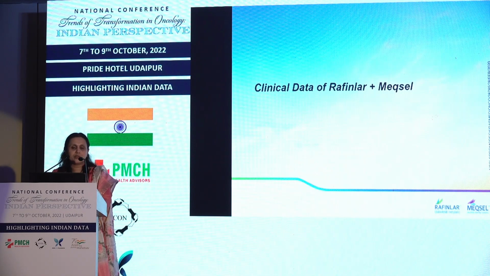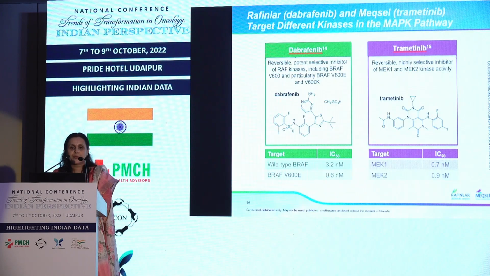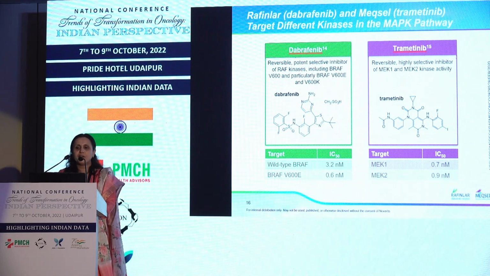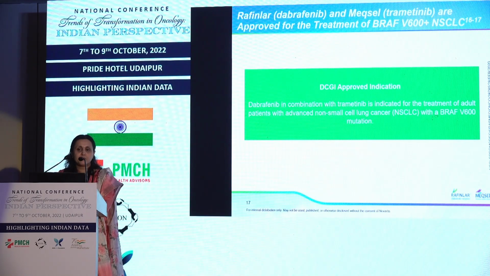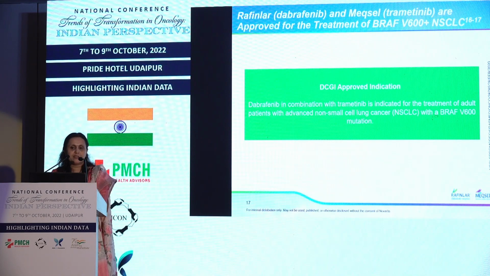Now looking at some of the data for the dabrafenib and trametinib combination. Dabrafenib and trametinib target different kinases in the MAPK pathway. Dabrafenib is a selective inhibitor of RAF kinase, while trametinib is a highly selective inhibitor of MEK1 and 2 kinase activity. The combination of dabrafenib and trametinib is DCGI approved for advanced non-small cell lung cancer with a BRAF V600E mutation.